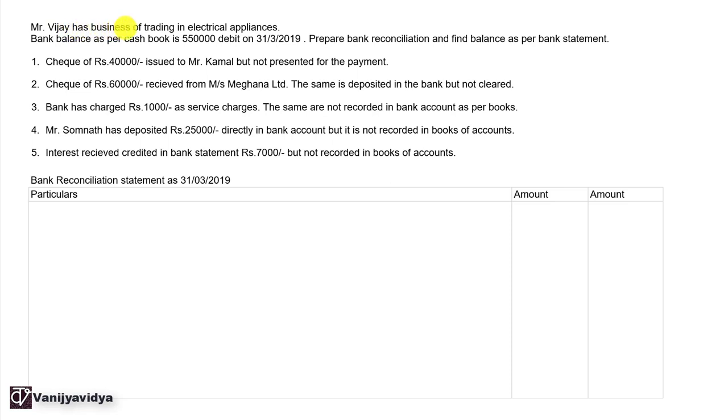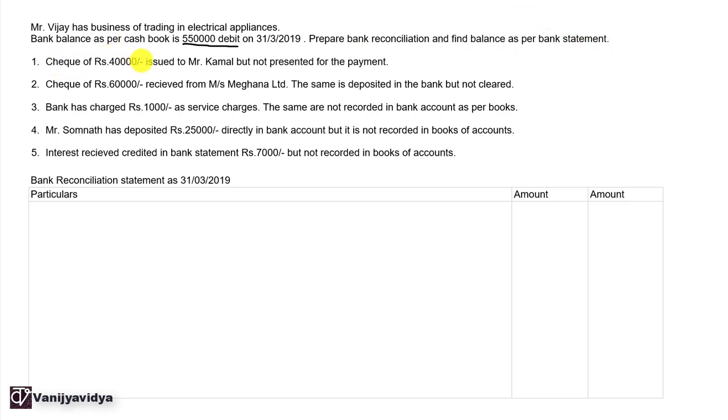Mr. Vijay has a business of trading in electrical appliances. Bank balance as per cash book is 5,50,000 debit on 31st March 2019. So 5,50,000 debit means it's an ordinary balance as per your bank account. Prepare bank reconciliation and find the balance as per bank statement.